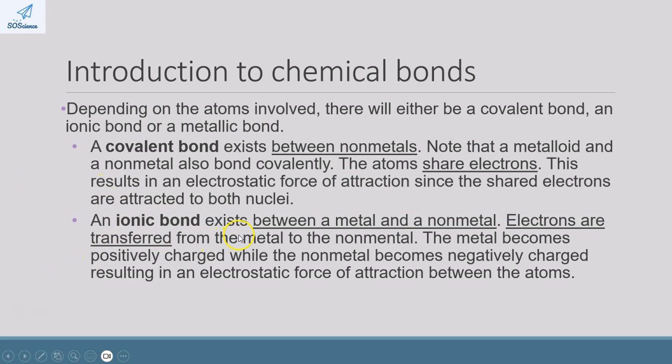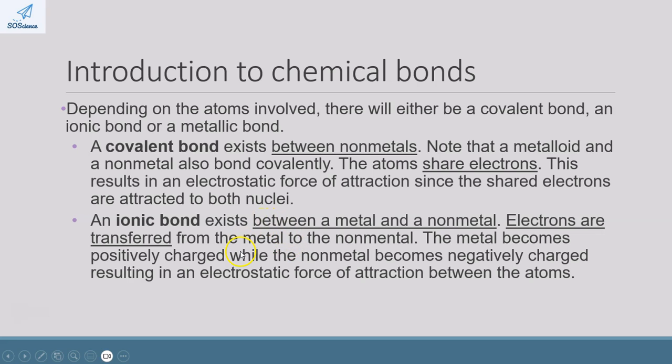Then we'll learn about ionic bonds. Now, ionic bonds typically exist between a metal and a nonmetal, sometimes more than one nonmetal, but there's always a metal involved. And in the case of an ionic bond, electrons are transferred from the metal to the nonmetal.